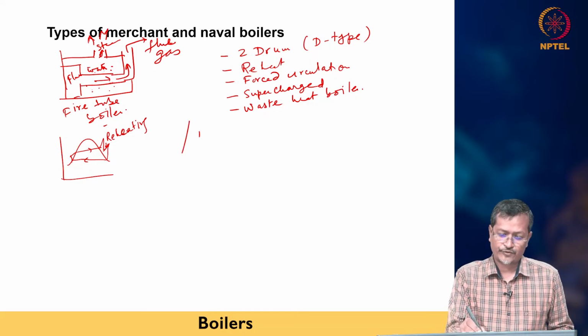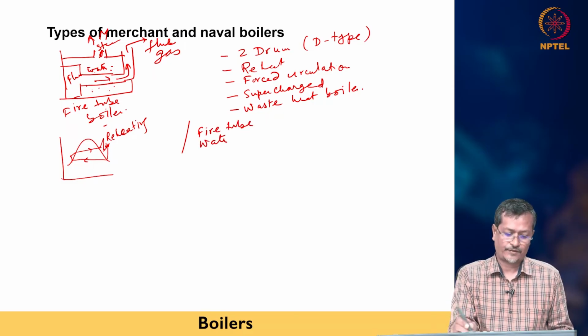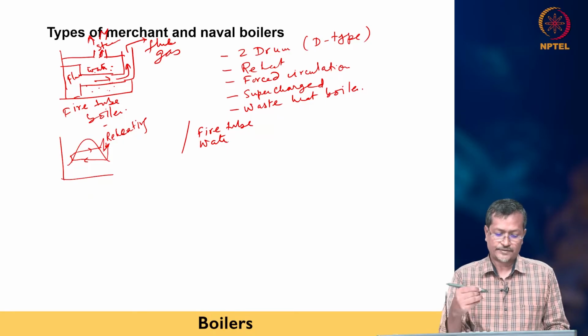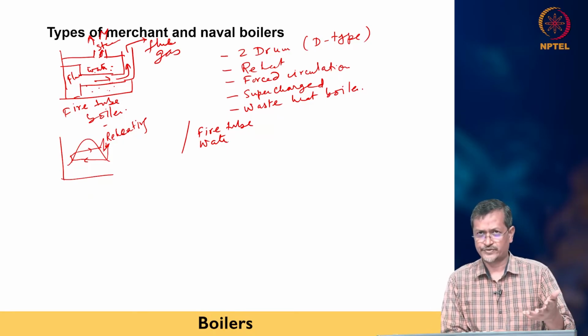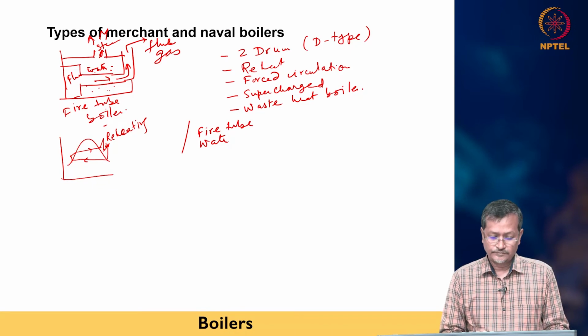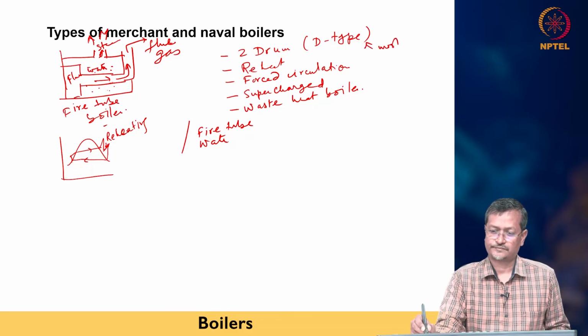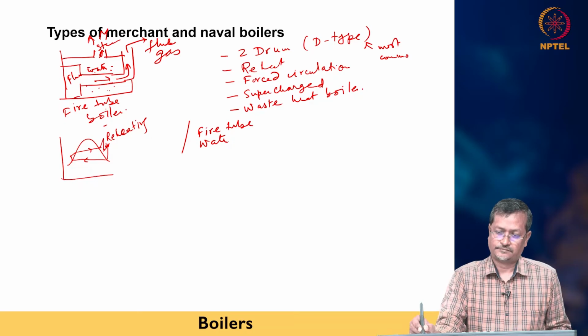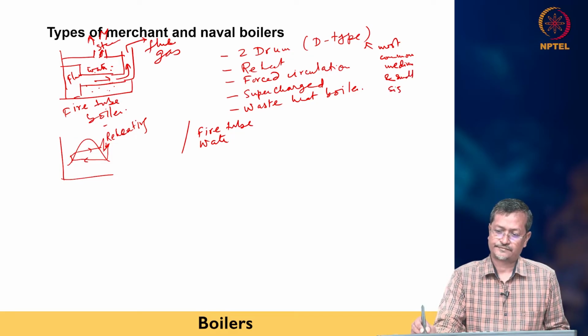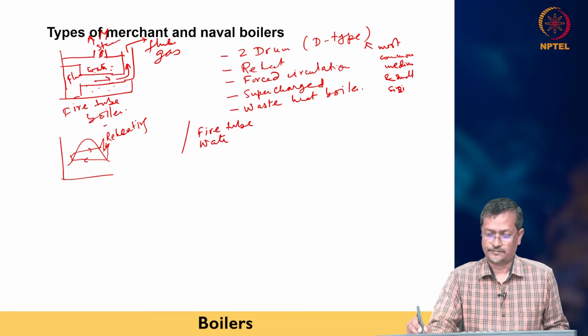Other types are there. I already told fire tube, water tube boiler. D type already. There will be A type, O type, many other types also available. The most common medium and small size boiler you are using for marine machinery is the D type.